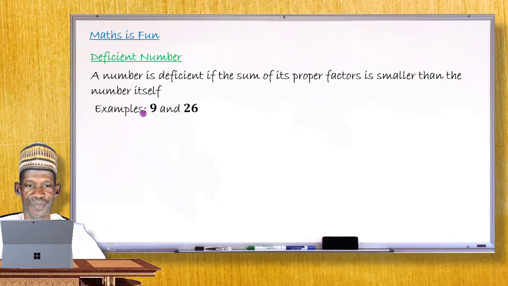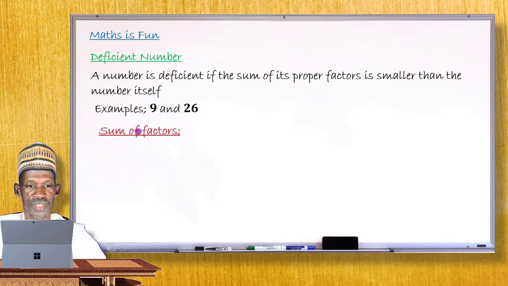Let's just take examples. So examples of deficient numbers are 9 and 26. These are just two examples. If 9 is deficient, it means the sum of its proper factors will be smaller than 9. If 26 is deficient, it means the sum of its proper factors will be smaller than 26. But let's just confirm and see.